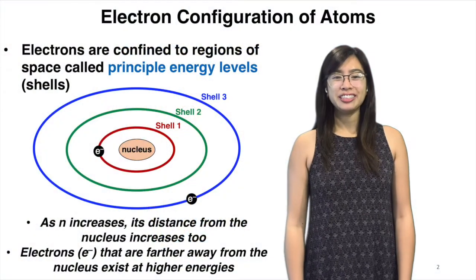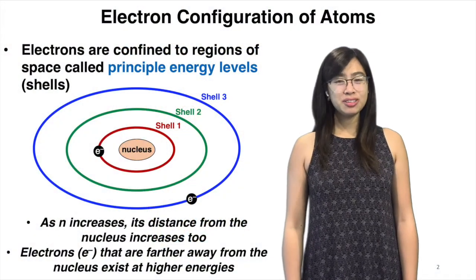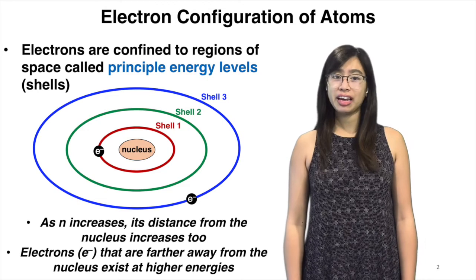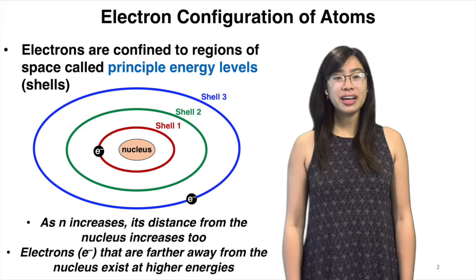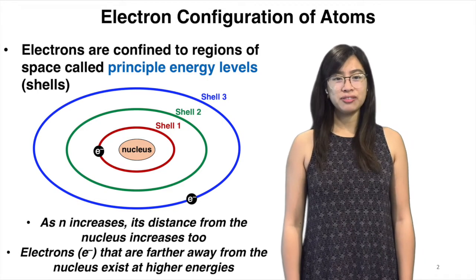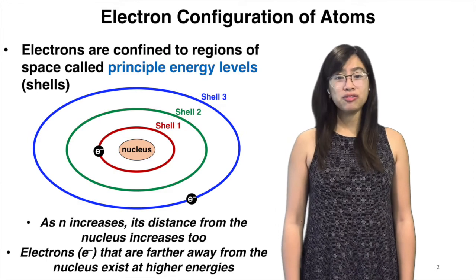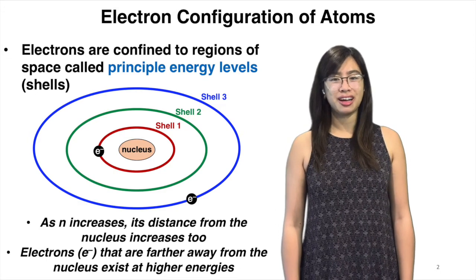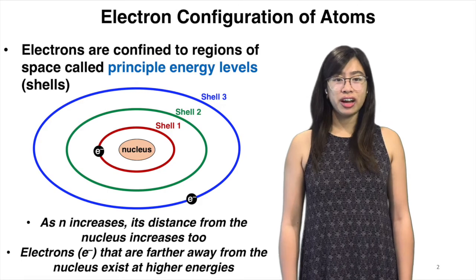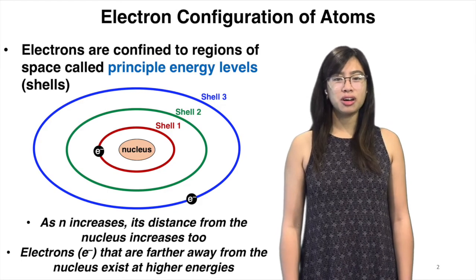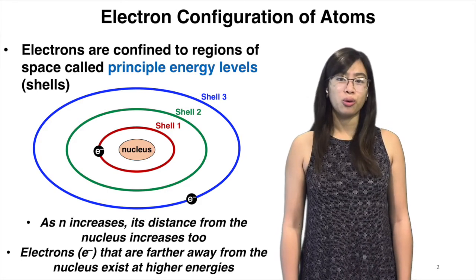Today we're going to break down what I think is one of the most difficult topics for a student taking chemistry to understand, and that's orbitals. Before we delve into what exactly those are, let's first talk about where electrons reside. So electrons are confined to regions of space, which are called principal energy levels, or shells.